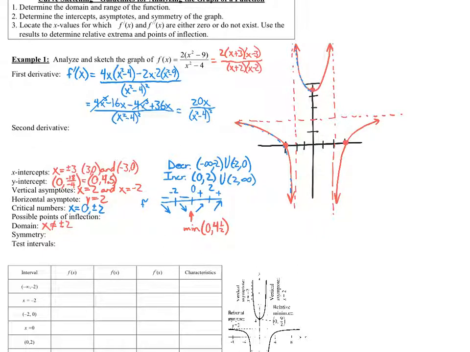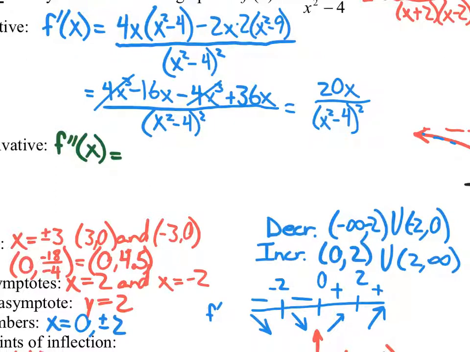Now, our last thing here is finding possible points of inflection and determining concavity as well. Okay? Now, second derivative. We're again going to need to use the quotient rule, which you guys know how to do, so I'll let you do that real quick as I do it.